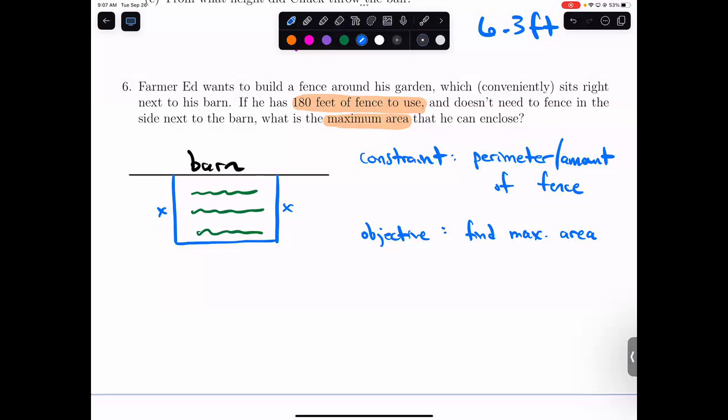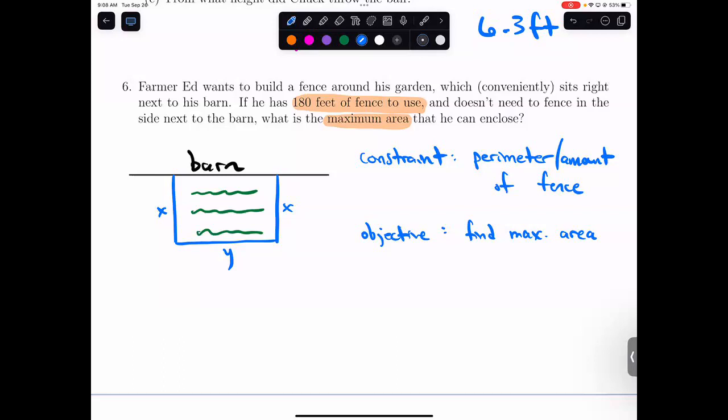It's the same as the top one, but I don't need to build the top one because it's already there, right? We're using the barn wall. So what I need to build are two of those, but just one of whatever this is. Okay, well, I want to label this also. Since we used X, I'm going to use Y to label that one.